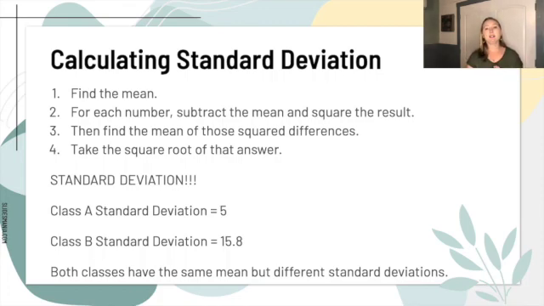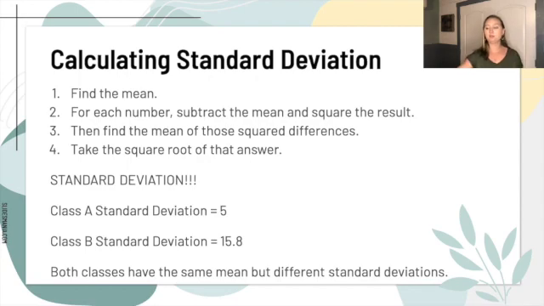Then you'll do that for each of those numbers, and then you're going to take the mean of those numbers, or the average of those numbers. And then, when you get done with the average of those numbers, you will take the square root of that number. The number that you get, having taken the square root of the average, is the standard deviation.